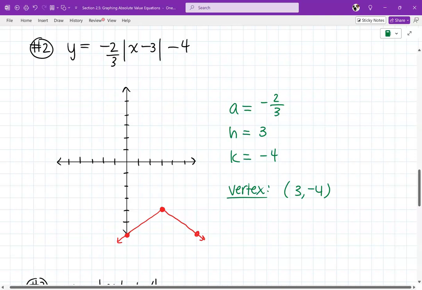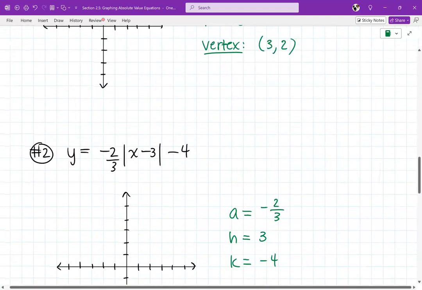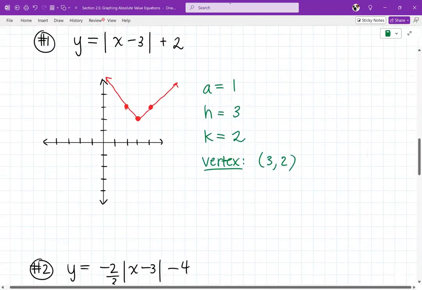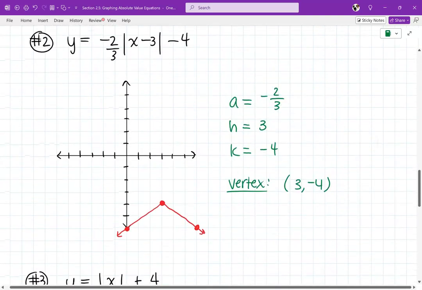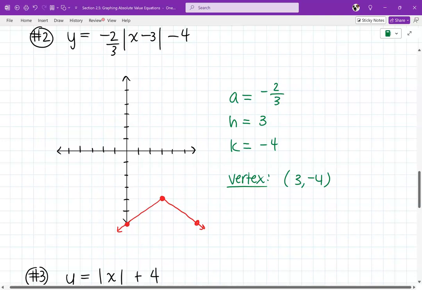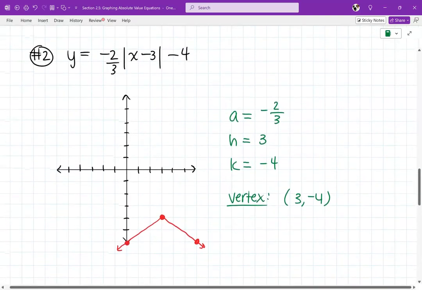And there's my graph. Notice how this graph was a little wider than the other one. If you look at the other one really quick, that's a slope of 1, and this one is a slope of negative 2/3. It's a little bit more open, and the reason is because I have a fraction that's less than 1. So that fraction is going to make it open up a little bit wider. Are we okay with this one?